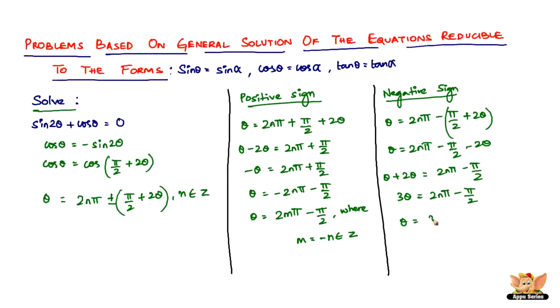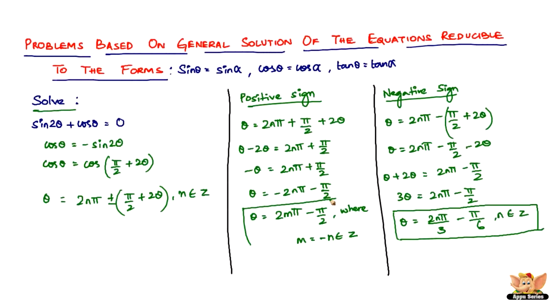Or we have theta equals 2n pi divided by 3 minus pi by 2 times 3, which is 6, where n is an integer. Alright, so this is another general solution of the given trigonometric equation, along with the previous one. That ends this problem. The only difference between the previous problems and this one is that here we are not stopping; we are splitting it. We are seeing what happens when you take only the positive sign, and also what happens when you take only the negative sign. That's the major difference between the previous problem and this problem.